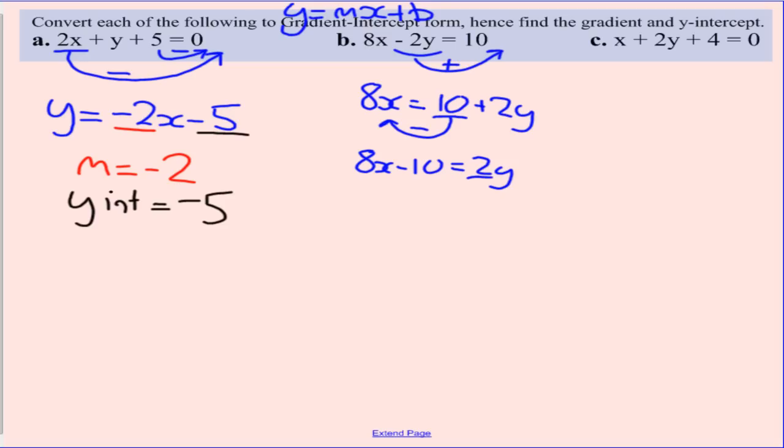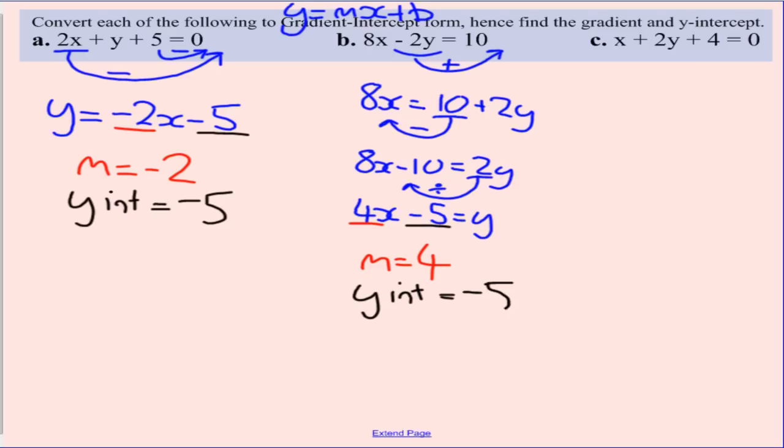Then, to get y by itself, we need to move the times 2 across by dividing by 2 on both sides. So we're going to be left with 4x minus 5 equals y. I could swap it around and put y on the left and x's and stuff on the right, but this is good enough. This tells me all the bits of information I need. The coefficient of x is 4, so the gradient is equal to 4. There is a minus 5 by itself, so I know the y-intercept is equal to minus 5.